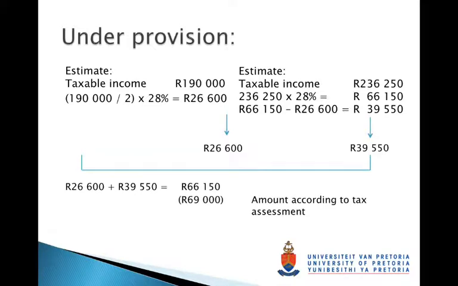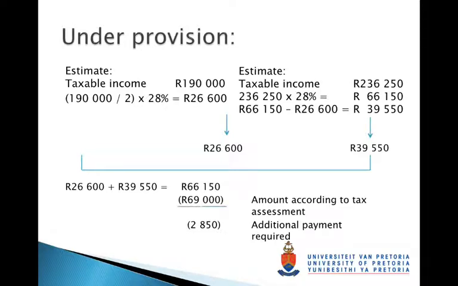And now let's, for example, say that SARS comes back to you and says, no, we calculate that you owe us 69,000 Rand. You paid SARS only 66,150 Rand, but SARS says you owe them 69,000 Rand. Was it over or under provision? You have an under provision because you paid too little, with an amount of 2,850 Rand. That 2,850 Rand is the additional payment required. That is your payment 3. That is to settle any outstanding liability.